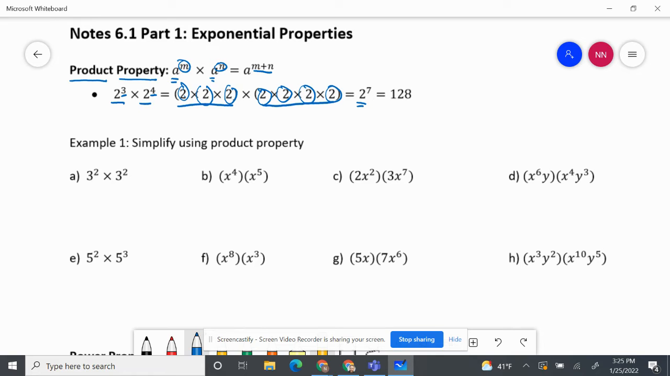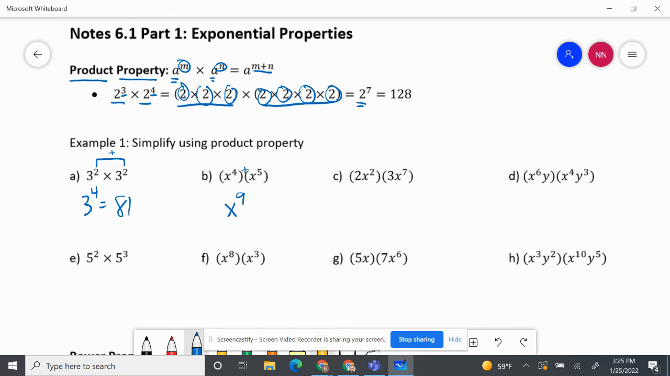So with our examples, 3 to the second times 3 to the second would be 3 to the fourth. We're going 2 plus 2. And 3 to the fourth is 81. With the x's, when we're multiplying, we're adding the exponents. So that would be x to the ninth.